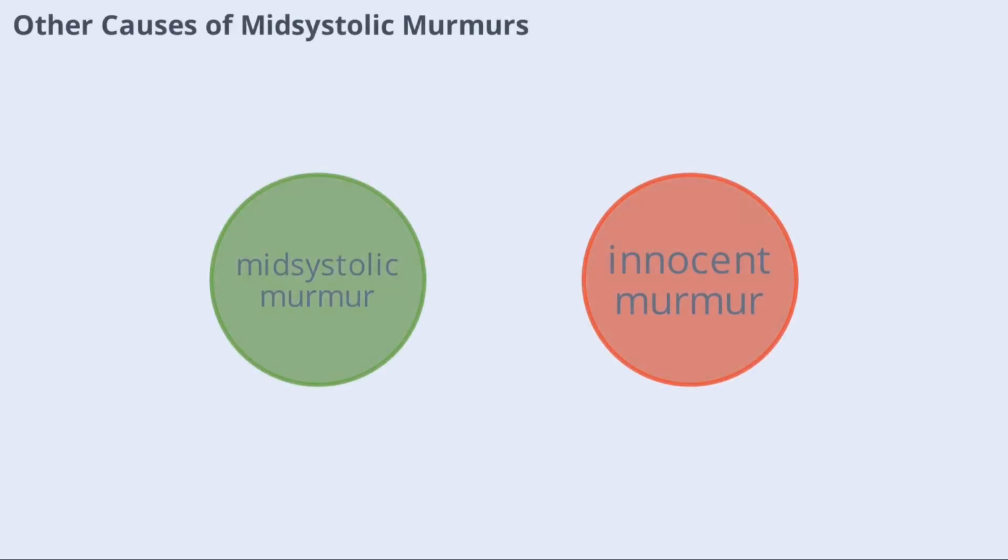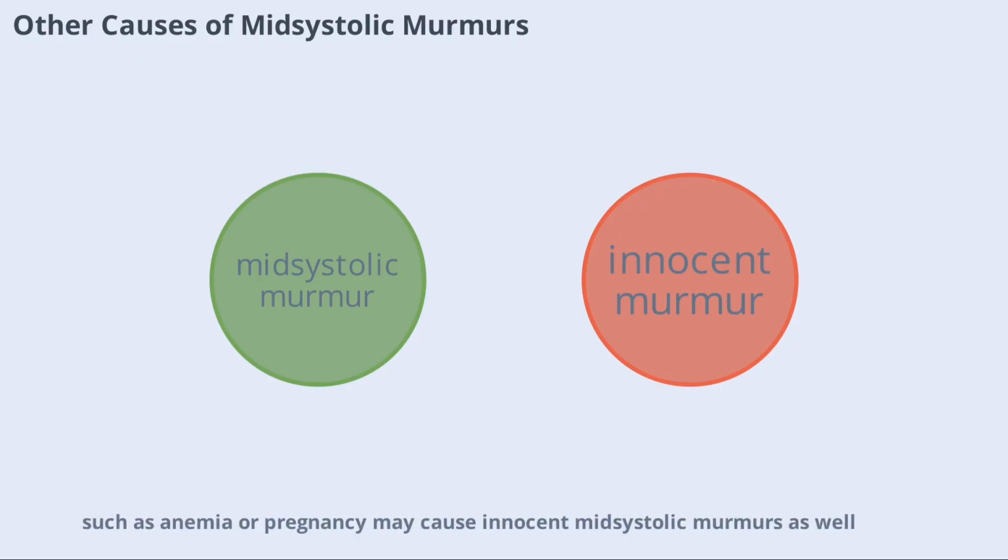Not all mid-systolic murmurs are due to valve obstruction. Dilation of the aorta or pulmonary trunk, as seen in Marfan's syndrome or pulmonary hypertension, can also produce these murmurs. Increased flow states, such as anemia or pregnancy, may cause innocent mid-systolic murmurs as well.